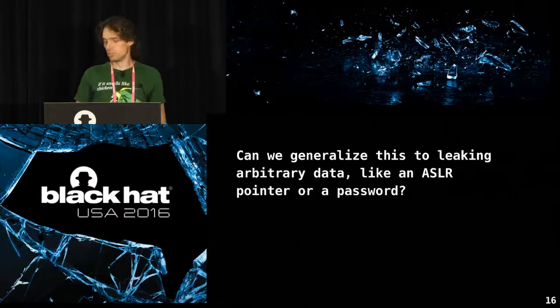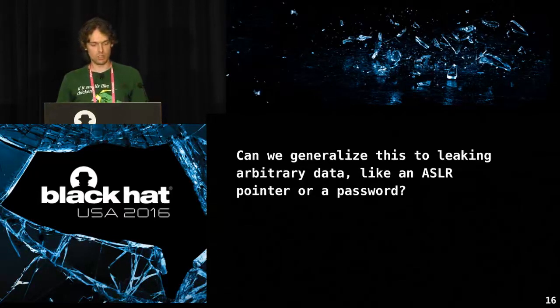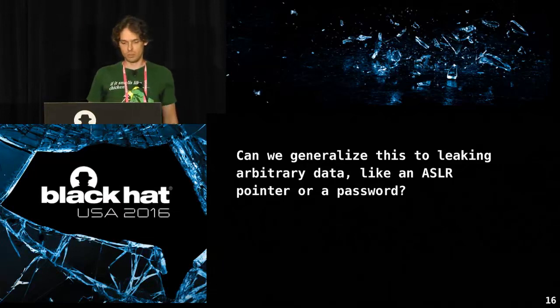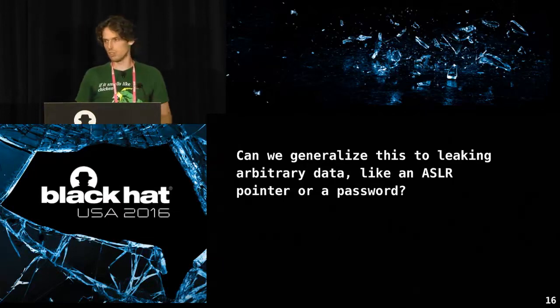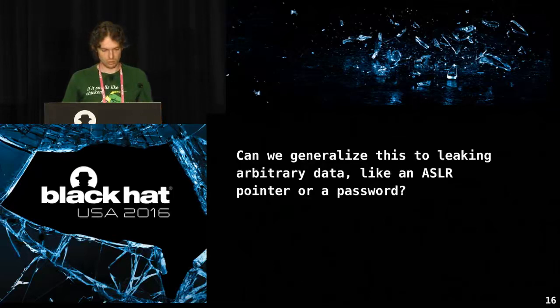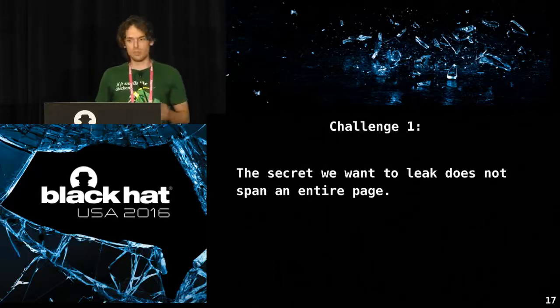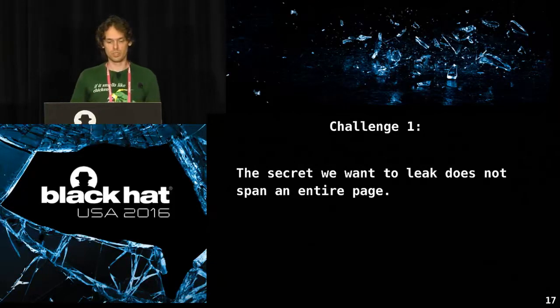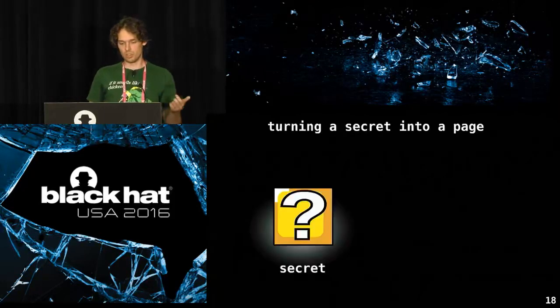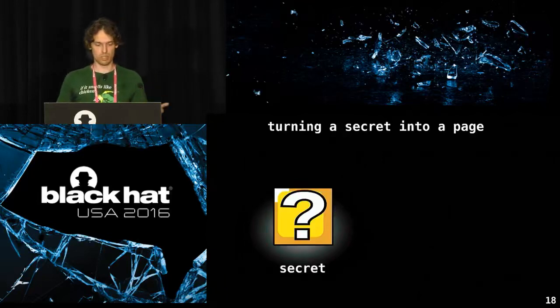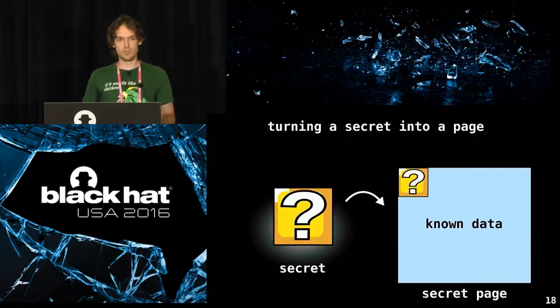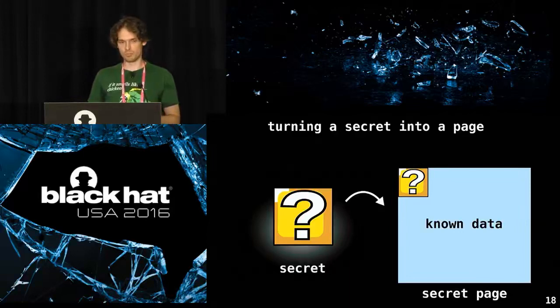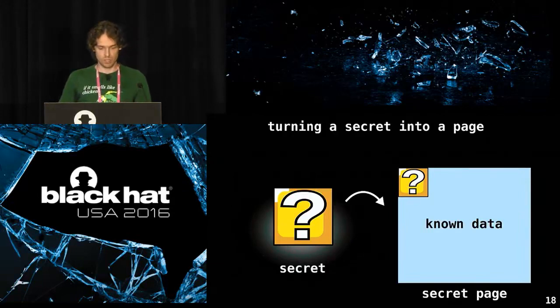So we want to see if we can leak arbitrary data, like a pointer or a password. And in this case, we need ASLR pointers. So the first problem is that the thing we want to leak is not as big as a page. So we kind of need a way to take the secret we want, so an ASLR pointer, and then make the system create a page which contains all known data except for the secret.